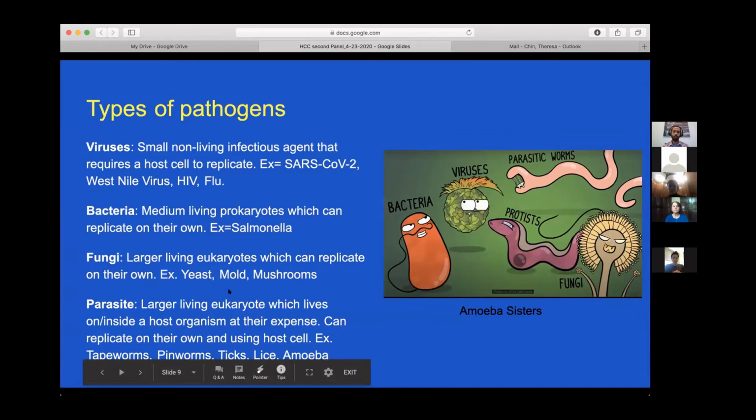Moving on, you have fungi, which are larger living eukaryotes, so cells similar to the cells in our body, but they can replicate on their own, and things like this include yeast, mold, and mushrooms. And then the last category, you have parasites, which are larger, and these can honestly be a very large range of sizes. They can be microscopic, like amoeba, or they can be really large, like pinworms and tapeworms. They're larger living eukaryotes which live inside a host organism, and they can replicate both on their own and using a host cell, depending on which category they fall into.